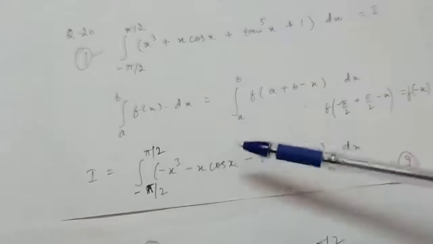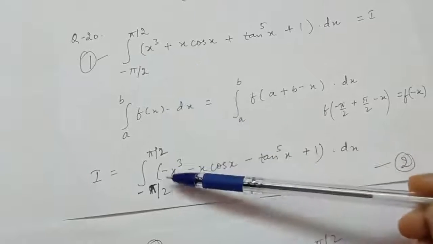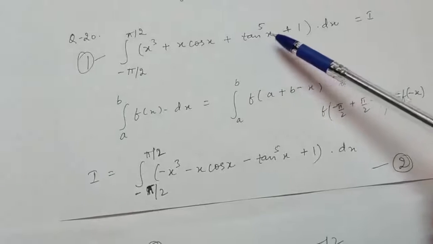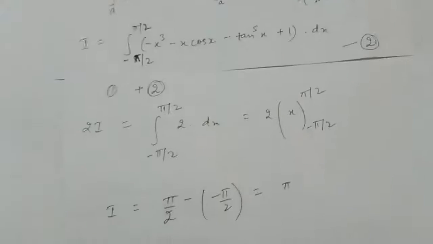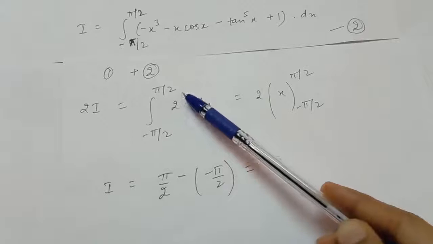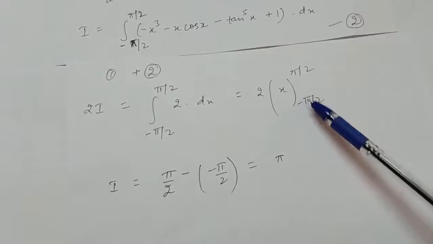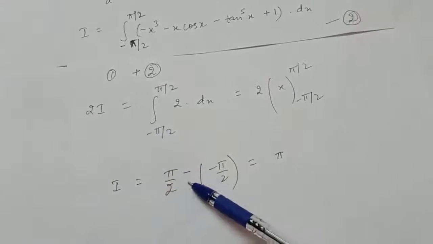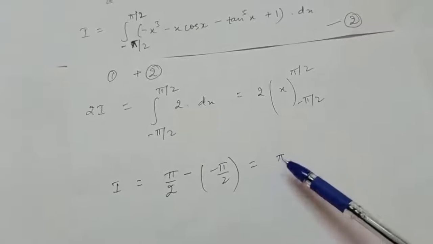Now add these two, because you can see when we add these two, x cube will get cancelled. These two terms will also get cancelled, and similarly these also. You'll just get 1 plus 1, 2, right? So 2I is equal to integral of 2 from minus pi by 2 to pi by 2. Now take out 2 common. Integral of 1 is x. Limits are these. Cancel out 2 and put these limits, pi by 2 minus minus pi by 2. So you'll get the answer as pi.